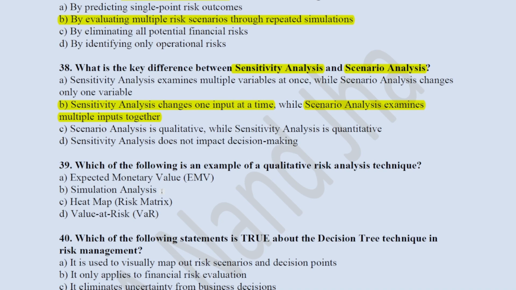Which of the following is an example of a qualitative risk analysis technique? Expected monetary value, EMV, no. Simulation analysis, no. Heat map. Value at risk, no. So the focus should be qualitative. So the answer should be C, heat map, risk matrix.